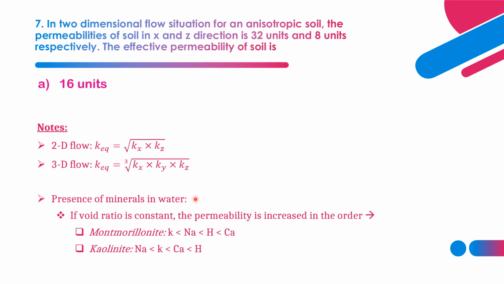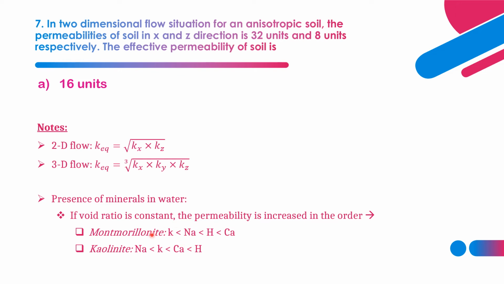Apart from that, we shall see some dependencies in water, the presence of minerals in water. This dependent factor we have already seen in the first question. We shall see some more points about minerals in water. If the void ratio is constant at any cost, the permeability is increased in this order. For montmorillonite mineral in the clay, if potassium is there, then it has very less permeability, then sodium, then hydrogen, then calcium ion. So these are the minerals present in water.